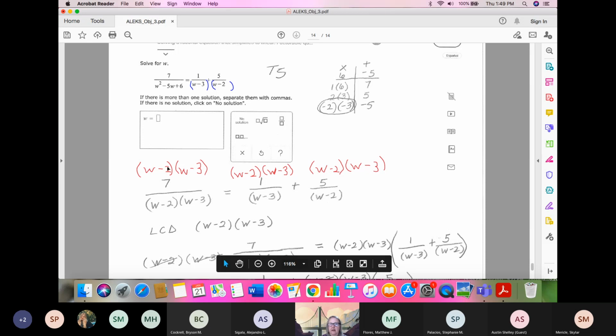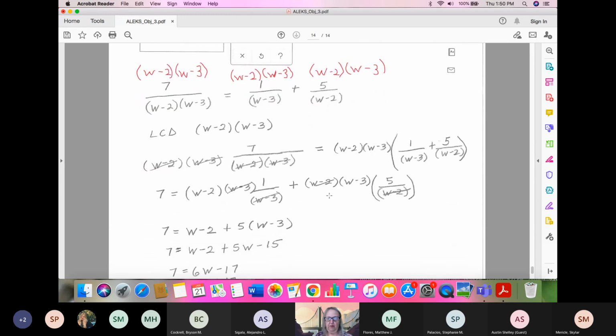Now that LCD, I just wrote over all of these just to see what it would cancel, to see if it would cancel all of the denominators. So this cancels this, one cancels this, one cancels this, and this one cancels this. My denominators are gone. So my LCD is just w minus 2 times w minus 3. Does that make sense?